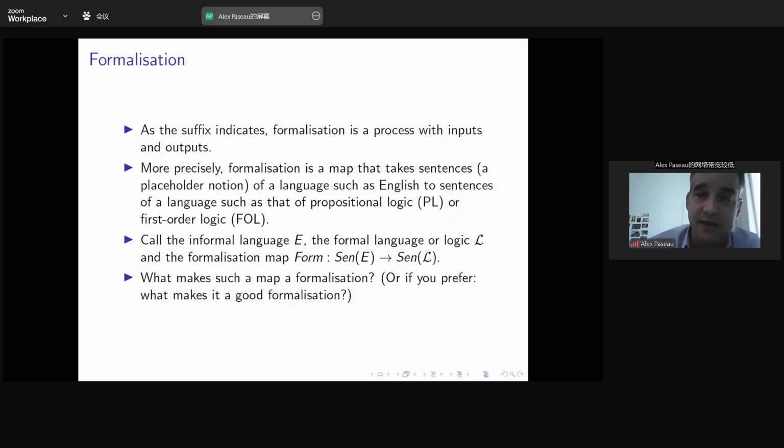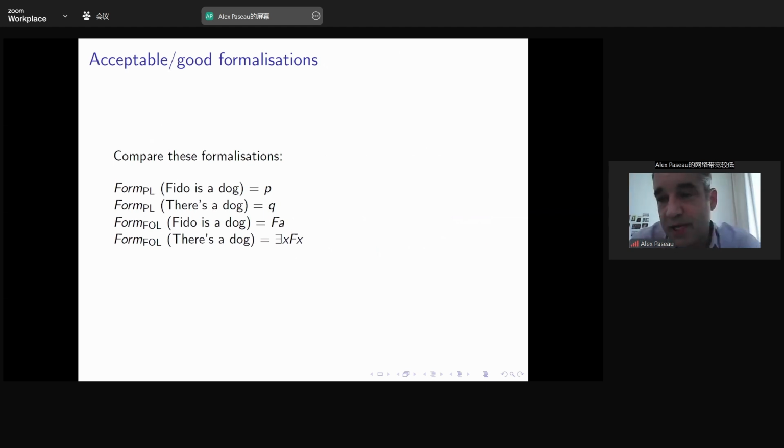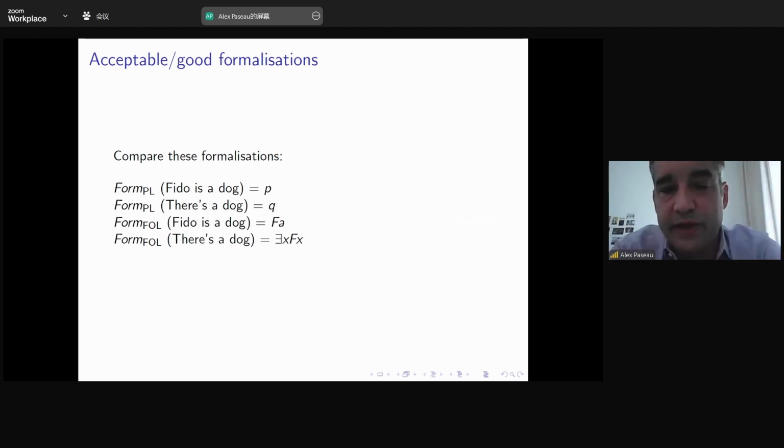But let me try and indicate what I have in mind, and it should be familiar to any teacher of logic. Suppose that you're teaching a first year, introductory course on logic, and you've explained to students what propositional logic is, and you've introduced them to first order logic as well. And then you ask them to formalize some sentences. So you might ask them to formalize 'Fido is a dog' and the sentence 'there's a dog', in different logics, in propositional logic and in first order logic. Suppose you get a student who gives you the following answers: 'Fido is a dog' formalizes as P, and 'there's a dog' formalizes as Q in propositional logic.